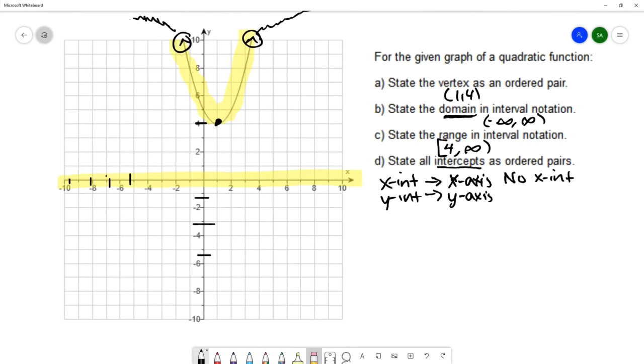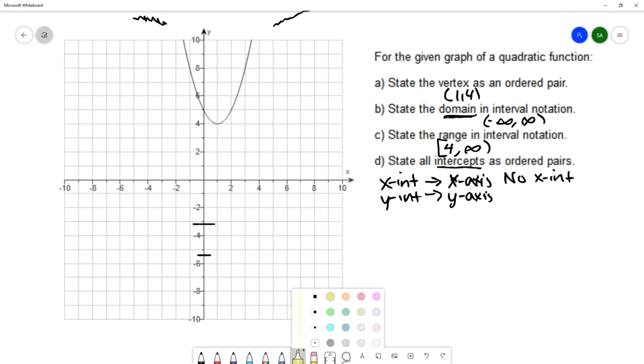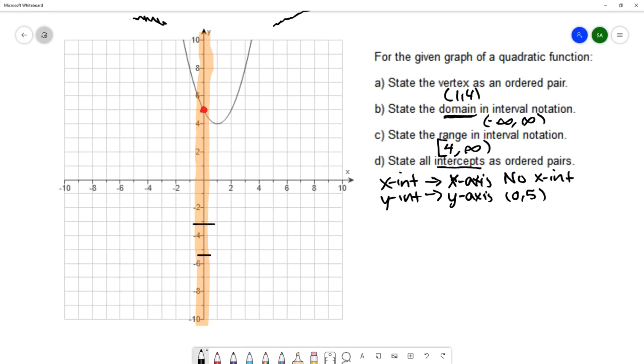We'll do the same thing for the y-axis. So for the y-axis, I'm going to take a look and see if the graph ever crosses or touches the y-axis. You can see here the graph crosses the y-axis at a value of 5, and we'll write that as an ordered pair. That is (0, 5) for the y-intercept.